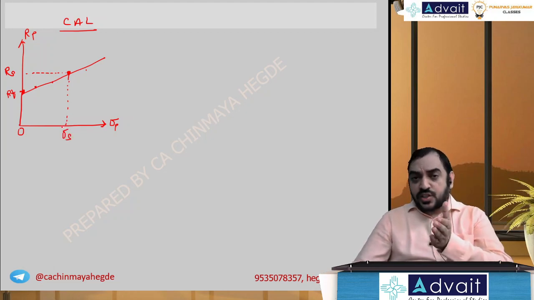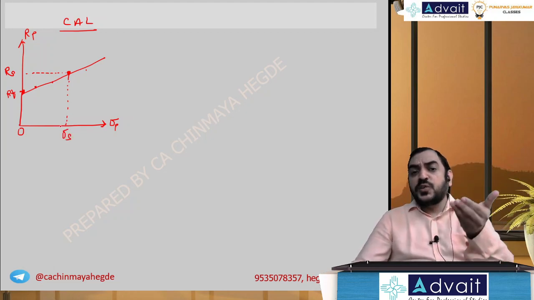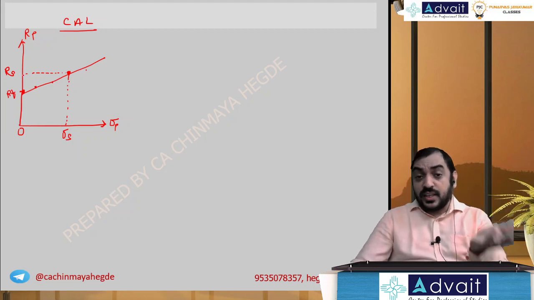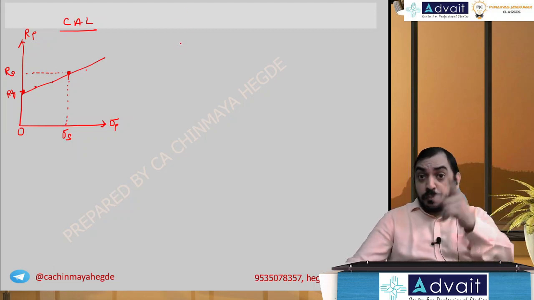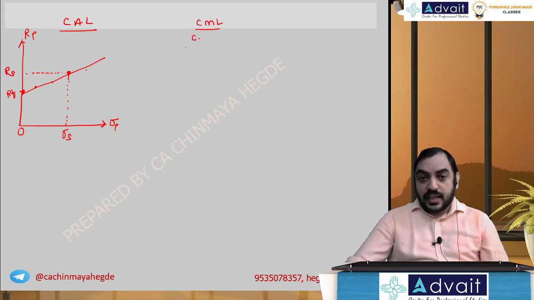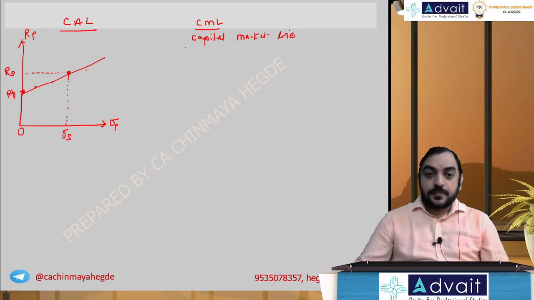Now, on the capital allocation line, when everybody follows the same pattern, the security becomes the market. That is important from your syllabus point of view. We have CML, that is capital market line. This chart is important for you more than CAL.